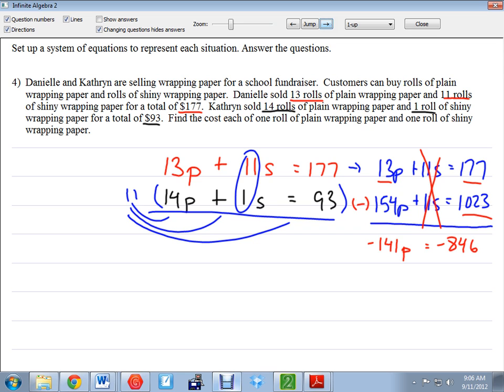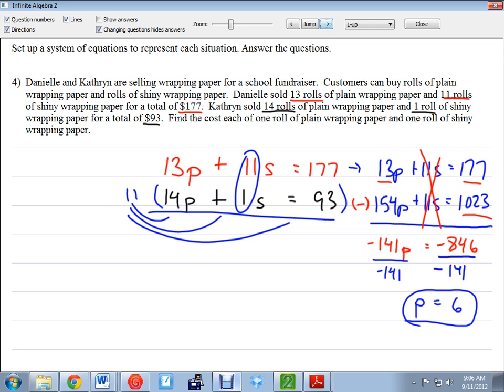This is my new equation, which is very simple to solve, and I'll divide both sides by negative 141. And negative 846 divided by negative 141 is just plain old 6. So a roll of plain wrapping paper is $6.